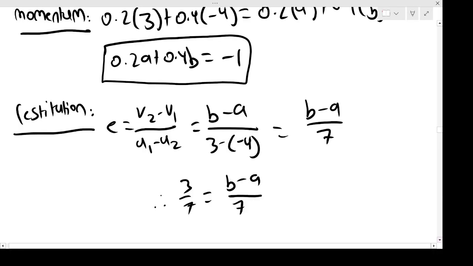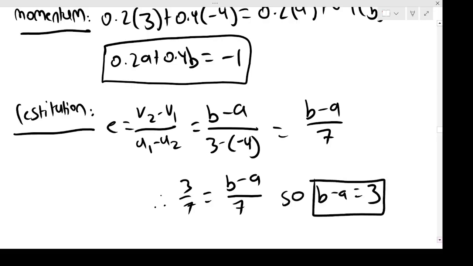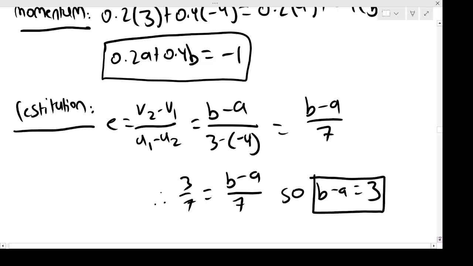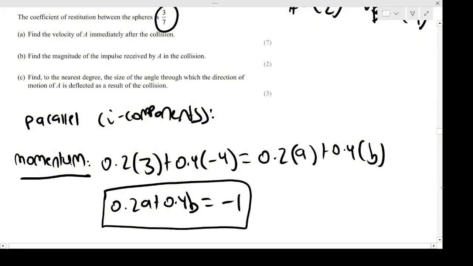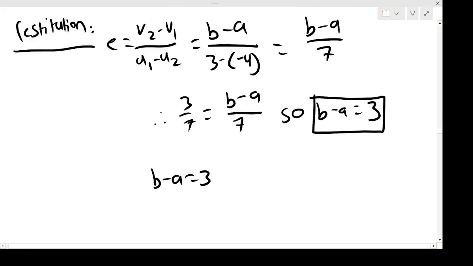And quite nicely, we can times across by the 7. So B minus A is just 3. And that's my second equation there. Hopefully you're with me here. So at that point, I've got simultaneous equations. So B minus A is 3, and 0.2A plus 0.4B is minus 1.